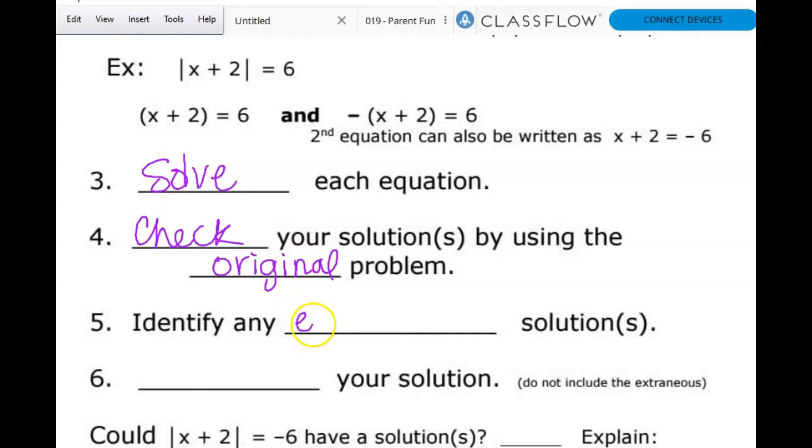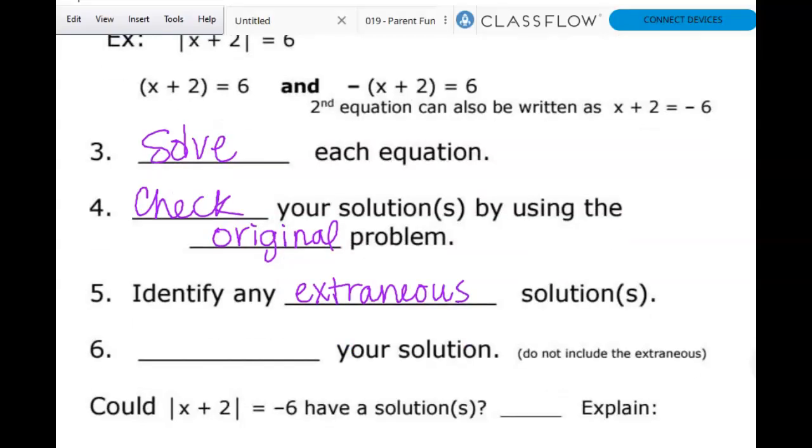And we're going to identify any extraneous solutions. Y'all, what's an extraneous solution? If you had to guess. Outside. It's right, it's an extra. Like, it doesn't work. It's going to make this true, but it is not included in the solution set. We're going to include only our solutions, not the extraneous solutions.